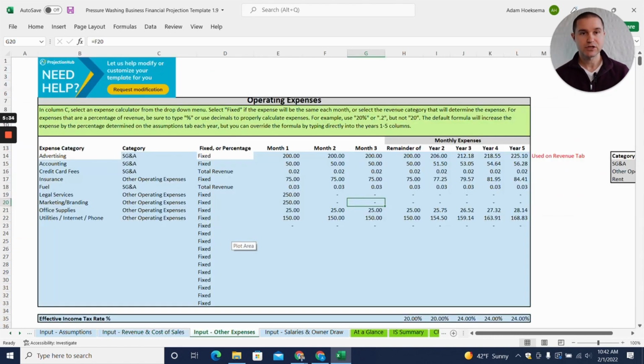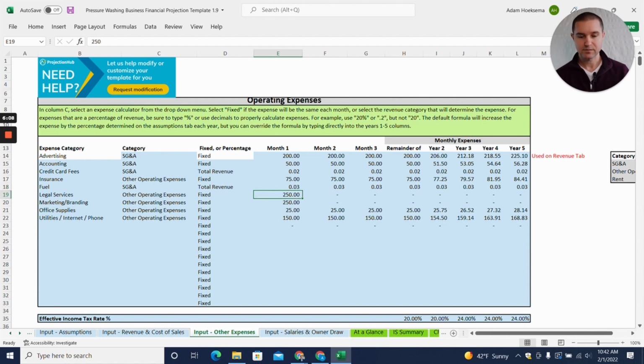And then you can put in your general operating expenses here, like your accounting and bookkeeping, your credit card processing fees. So one thing you notice here is that you can select from this drop down to say this is a percentage of total revenue. And we put in 0.02, which means 2% of total revenue or your sales will be a credit card processing fee. We also assume that your fuel driving to your different jobs will cost you 3% of total revenue.